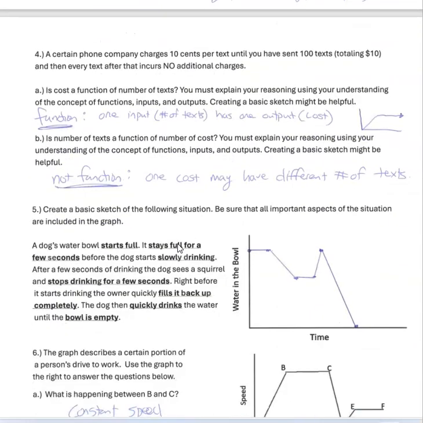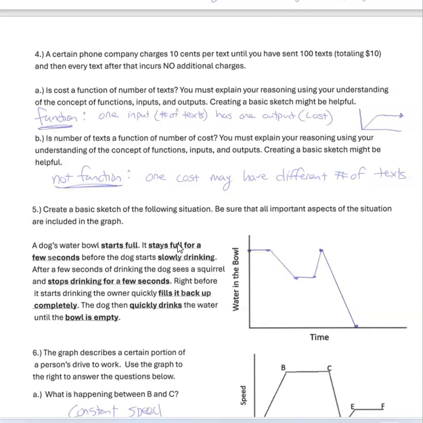The next one is a little confusing. So we are writing this in one way and asking if it's a function, and then we're flipping it and seeing if it's still a function. So it says a certain phone company charges $10 per text until you've sent 100 texts totaling $10, and then every text after that is going to incur no additional charges. Is it a function?